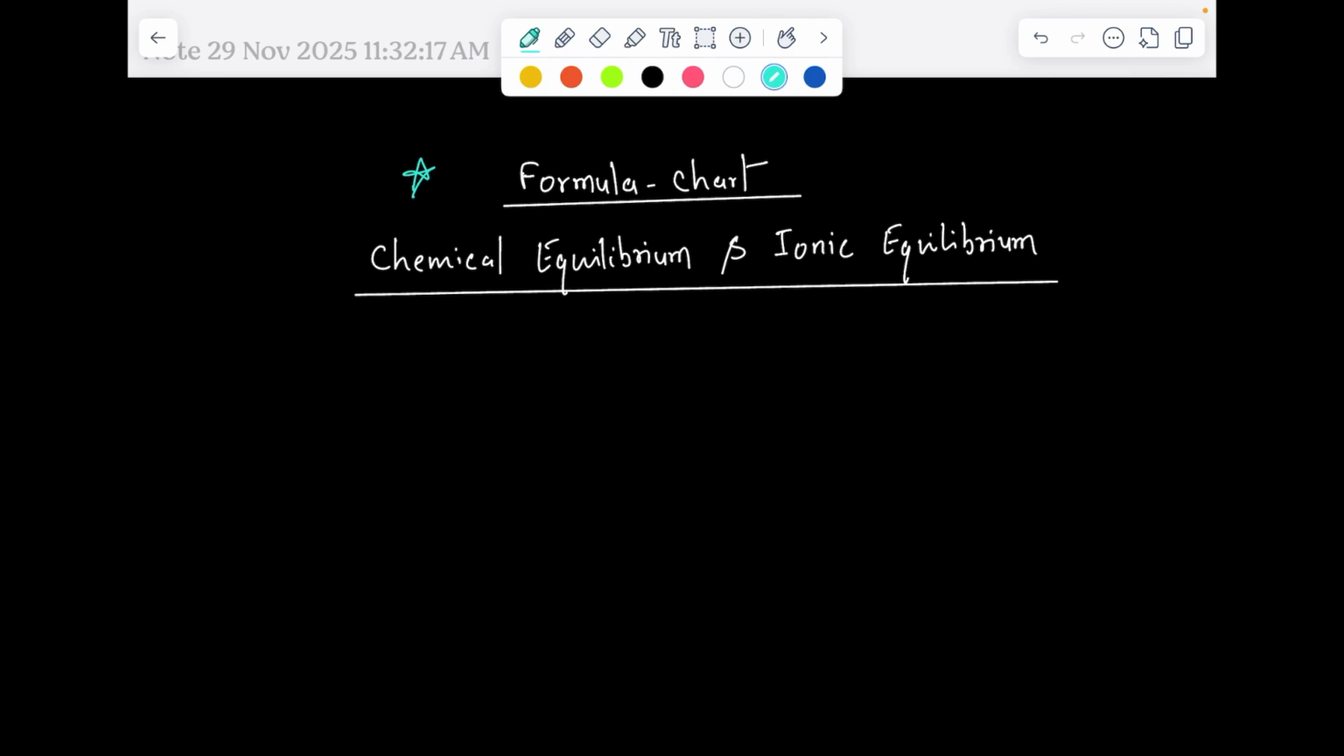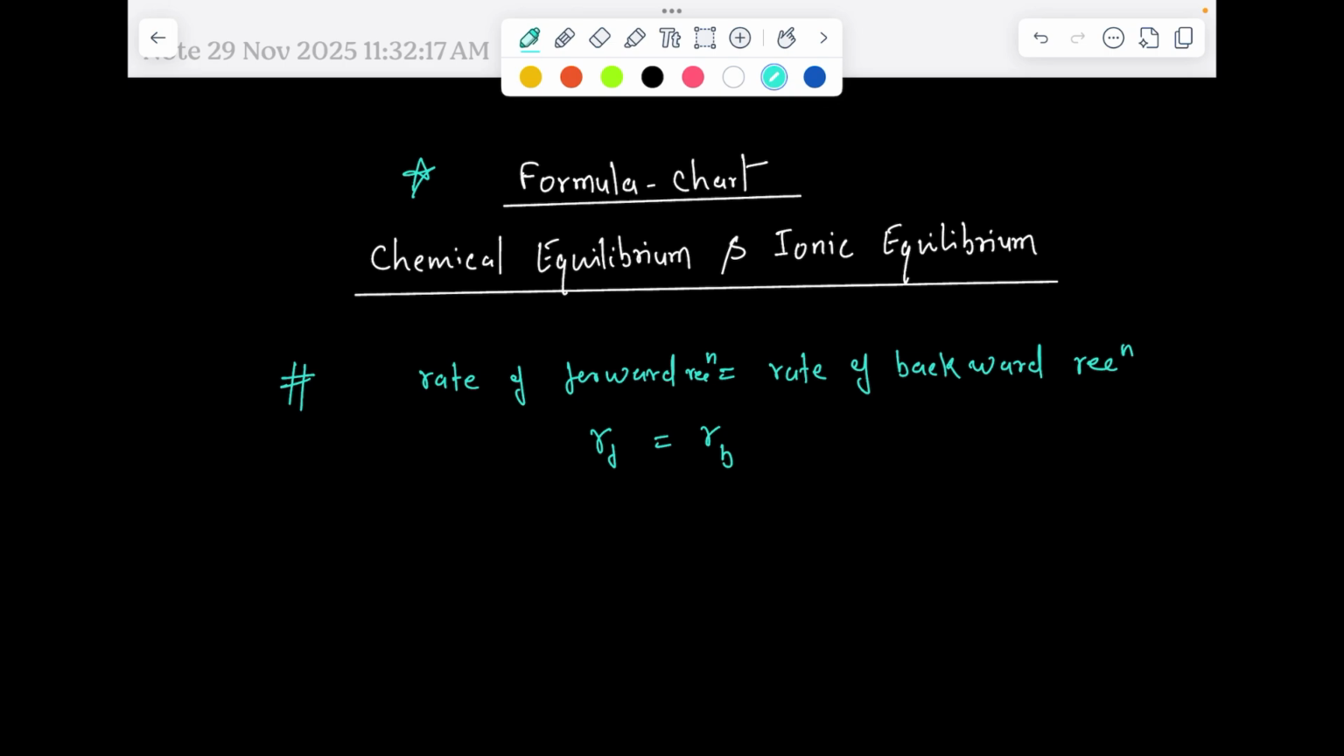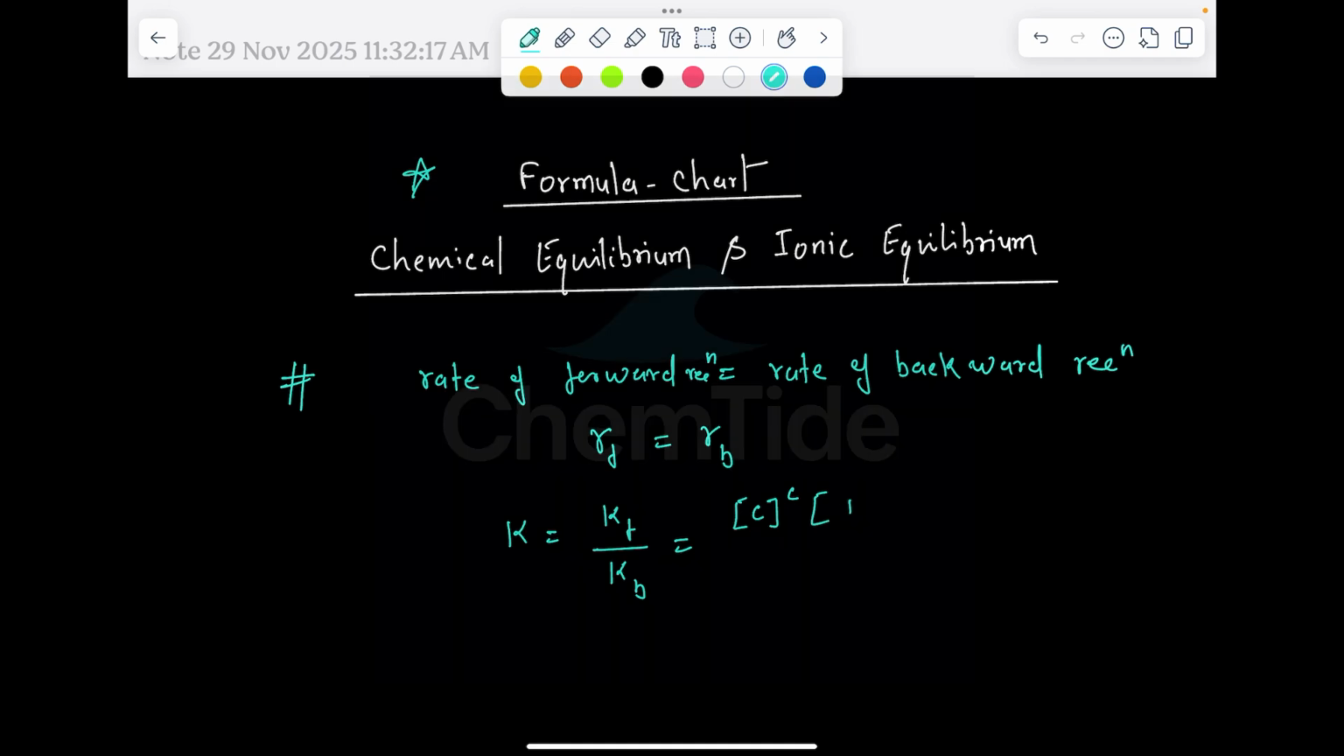So equilibrium, basically what is happening: the rate of forward reaction will be equal to the rate of backward reaction. So at equilibrium, RF is equal to RB. When we write this based on the law of mass action, the equilibrium constant is the rate constant for forward over the rate constant for backward. Or else you could write the concentration of the products raised to the power of their stoichiometric coefficients.